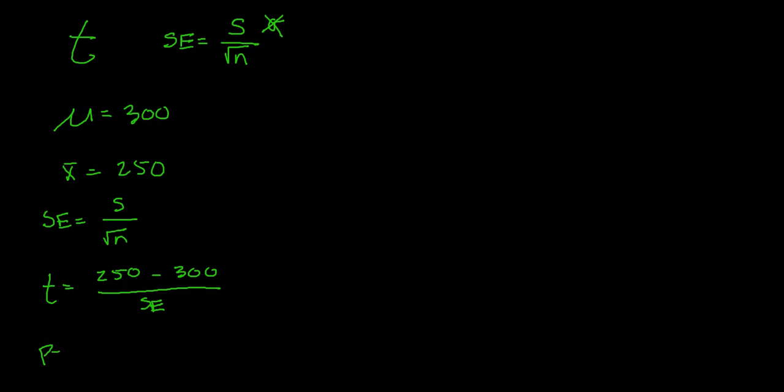You could then find your p-value. I would use tcdf to find that p-value on your calculator. The only thing you're going to need to know is your degrees of freedom. Your degrees of freedom is your sample size minus 1. It's that simple.